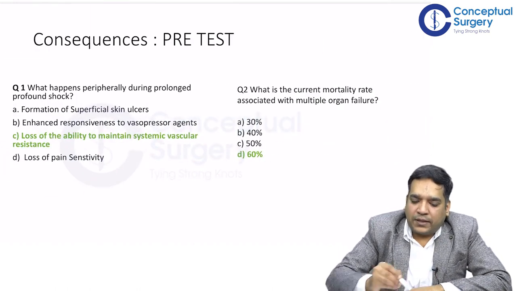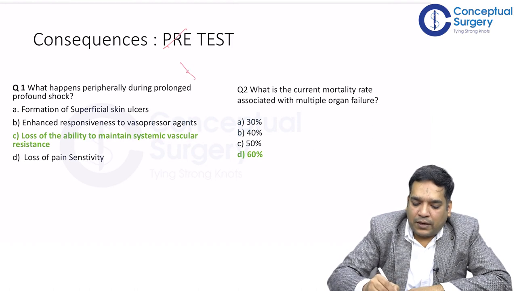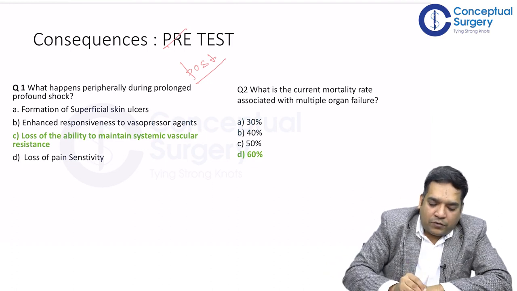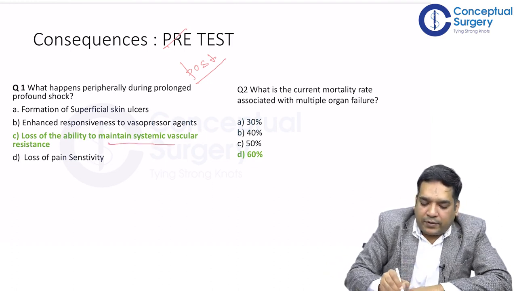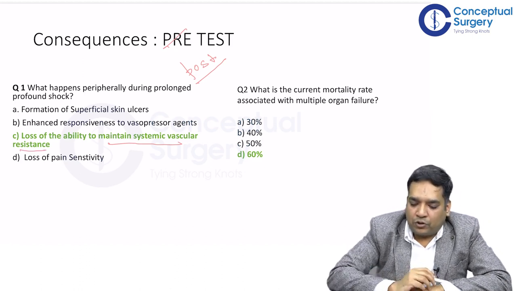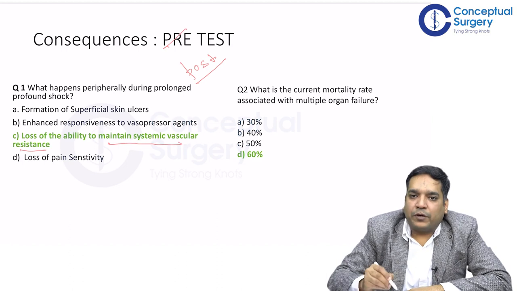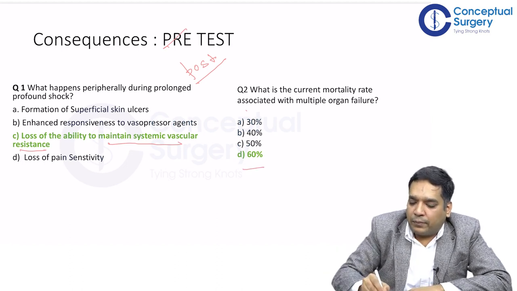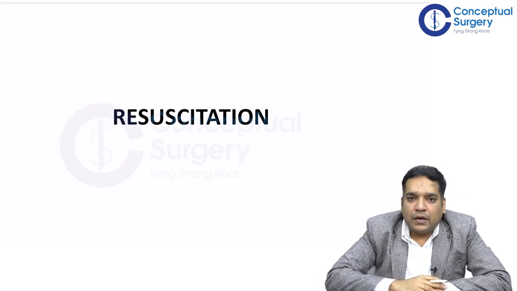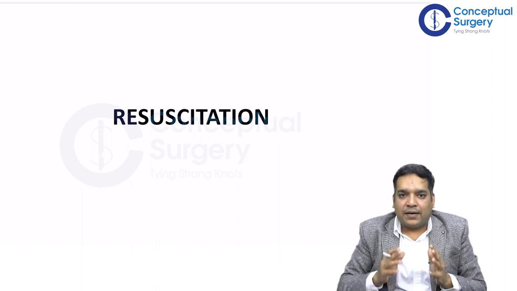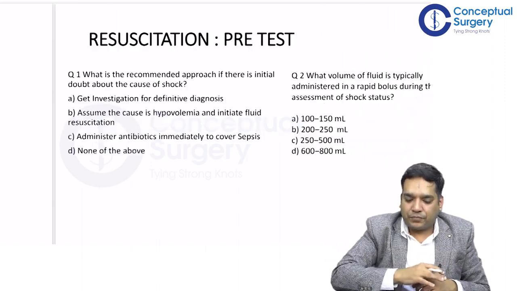So now in the post-test, I am going to discuss the answers. The answer of question number one is loss of ability to maintain systemic vascular resistance. This usually happens in the periphery during prolonged profound shock. Answer of question number 2 is 60%. 60% is the current mortality rate associated with multiple organ failure. Now, I am going to discuss a very important treatment part, that is resuscitation.